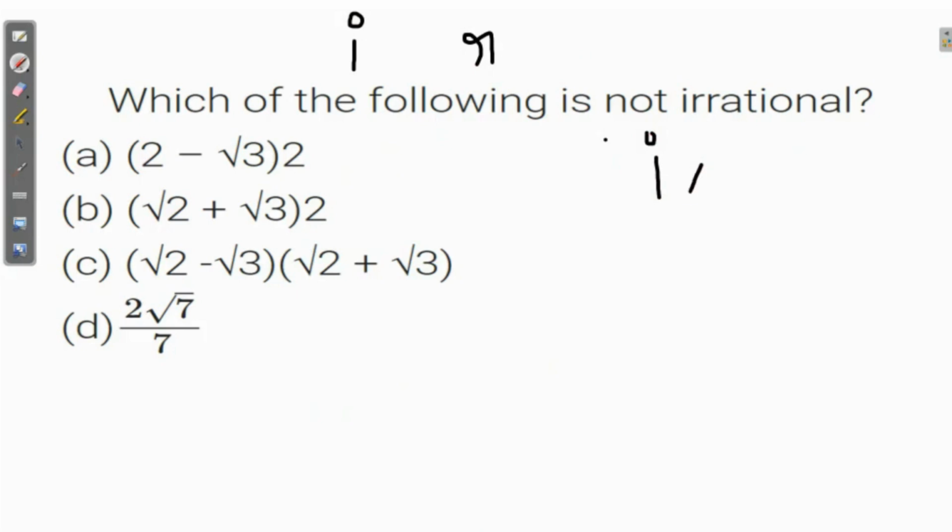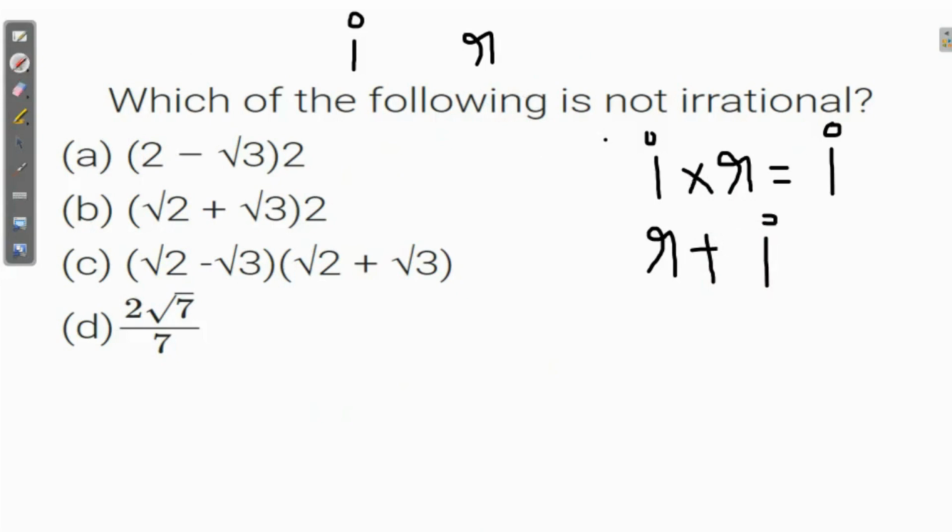Just imagine I into R is always irrational. Irrational number into rational number is always irrational. Please, this is a very important concept. You must give proper notice to all these things. Okay, then rational number plus irrational number is always irrational.